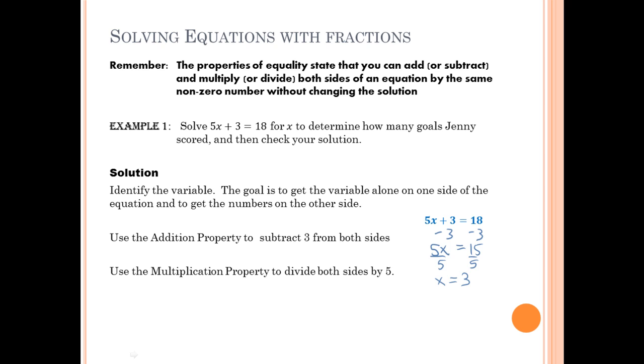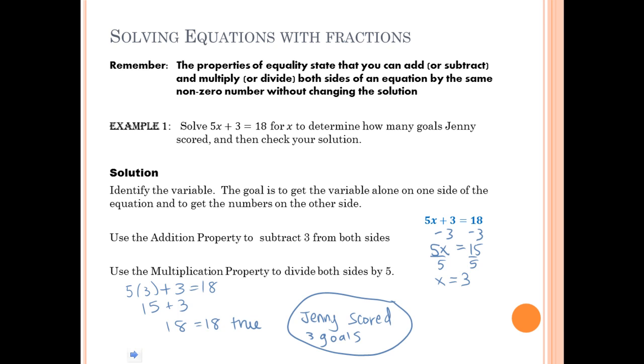Now we need to check our answer, so we put 3 in place of x in the original equation. Simplifying the left side, 5 times 3 is 15, and 15 plus 3 is 18. On the right-hand side, we also have 18. So since this is a true statement, we know that we have the right answer. So our answer, x equals 3, means that Jenny scored 3 goals.